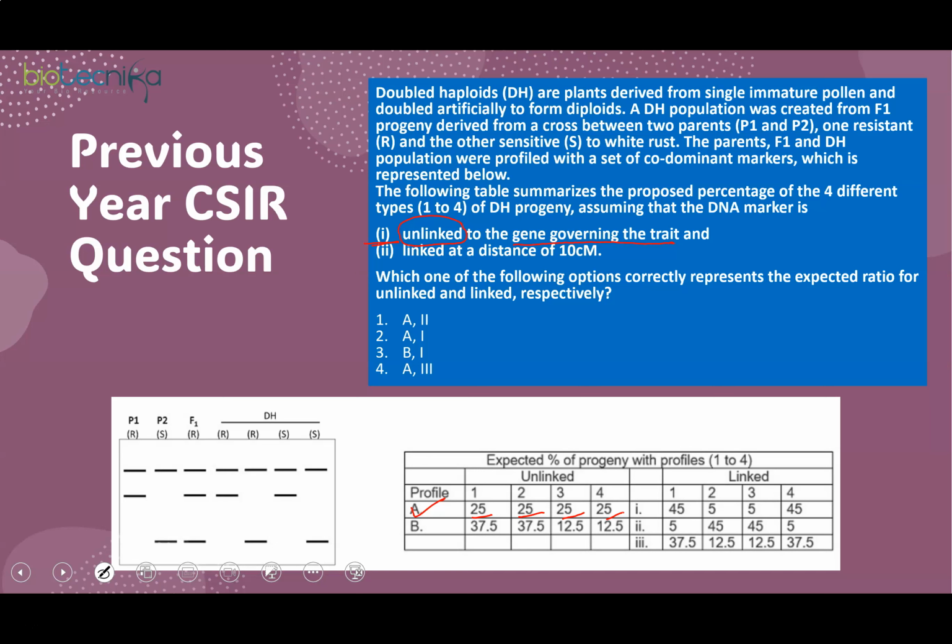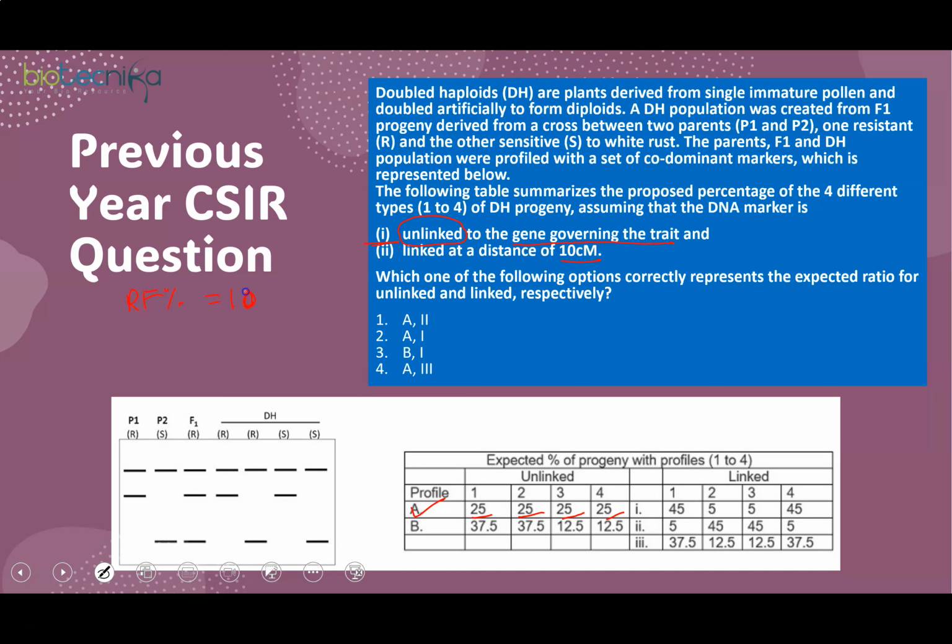The second one is asking what if the marker and the gene are linked at a distance of 10 centimorgan. For this, let's do some basic calculation. When the distance is given as 10 centimorgan, what does that mean? That the recombination frequency percentage is equal to 10. Again, what does that mean? That the number of recombinants divided by total progeny will be equal to 10%.